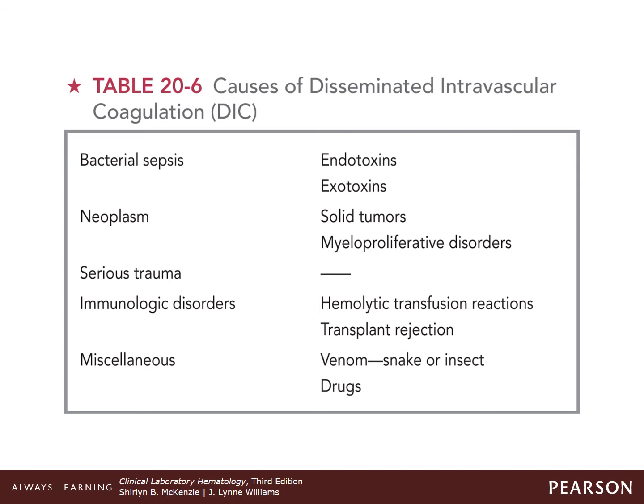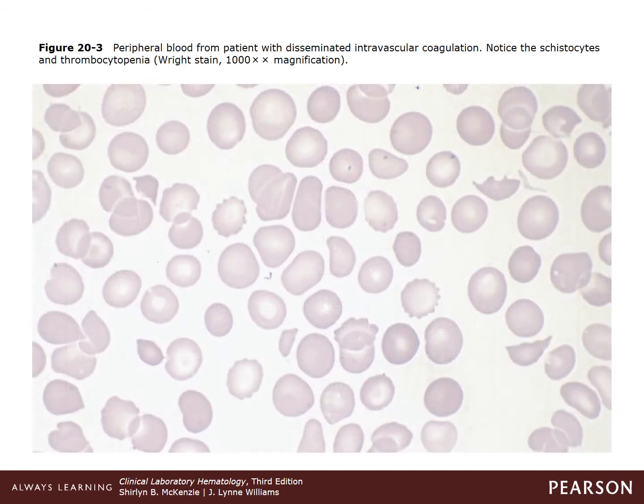So the formation of microthrombi in the microvasculature causes red cells to fragment to form schistocytes. Now the complications are very dire. There's thrombotic occlusion of vessels, bleeding, and organ failure that can happen very quickly. This is a very serious consumptive coagulopathy.